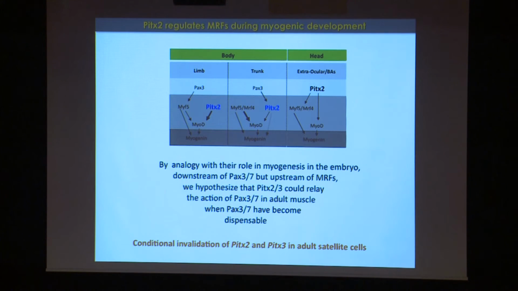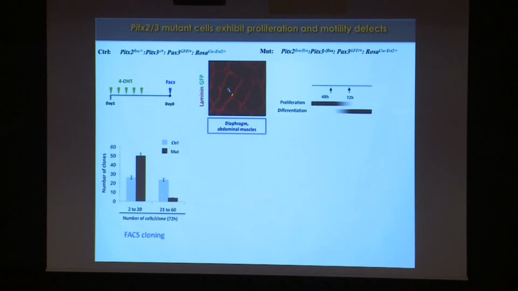So we reasoned that maybe if the PAX7 genes were not absolutely required for adult myogenesis, maybe the PITX genes were going to relay the action of PAX genes in the adult. This is probably a wrong hypothesis, but that was the one we had when we started this study. And because of the time, I'm just going to summarize our observations which are going on.